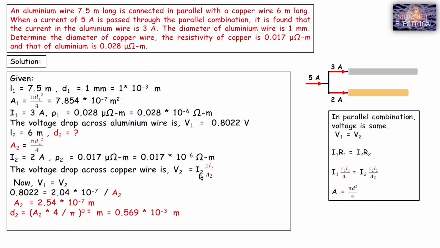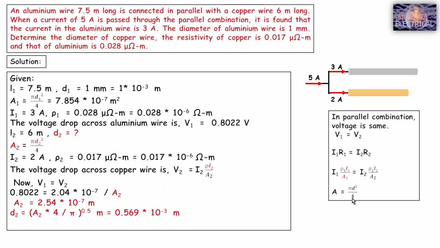Okay, the voltage drop across the copper wire V2 is given by this relation, I2 into rho 2 L2 by A2. Now the main condition for this question is V1 equals V2, that the potential drop across any conductors connected in parallel are same. So V1 equals V2. Now V1 is known, that is 0.8022, and V2 is 2.04 into 10 to the power minus 7 whole divided by A2. Okay, so A2 is 2.54 into 10 to the power minus 7.